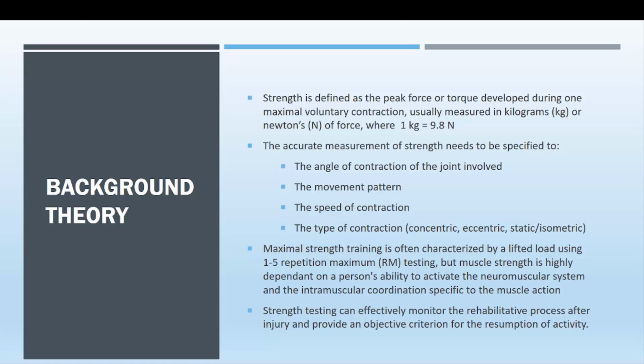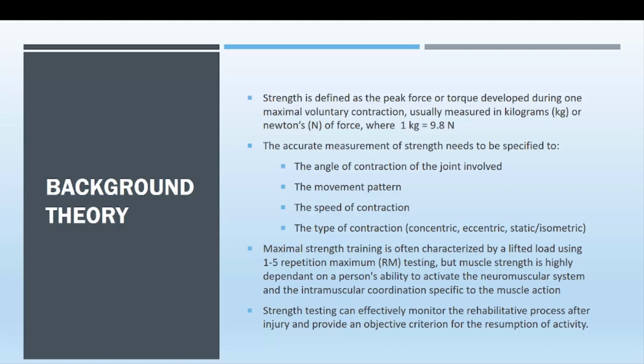As stated earlier, the accurate measurement of strength is confounded by several factors. This means that the angle of contraction of the joint involved, the movement pattern, the contraction speed, and the type of contraction all need to be specified. Maximal strength training is often characterized by a lifted load using 1 to 5 repetition testing. However, muscle strength is very dependent on a person's ability to activate the neuromuscular system and the intramuscular coordination specific to that muscle action. Strength can be measured using isometric, concentric, and eccentric actions.